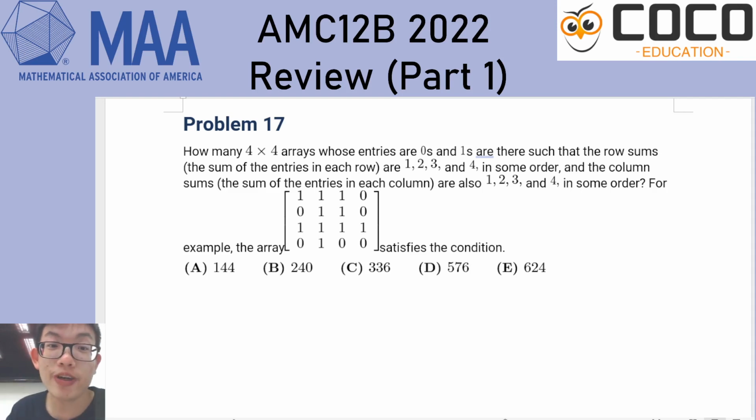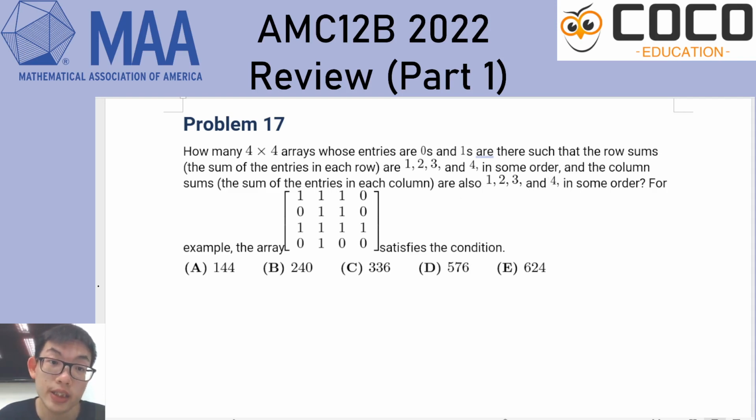Okay. How many 4x4 arrays whose entries are zeros and ones are there such that the row sums are 1, 2, 3, 4 in some order and the column sums are also 1, 2, 3, 4 in some order? For example, this array satisfies that condition. Now what I'm thinking about is that this is quite restrictive because of the 4s, meaning they're all 1s.